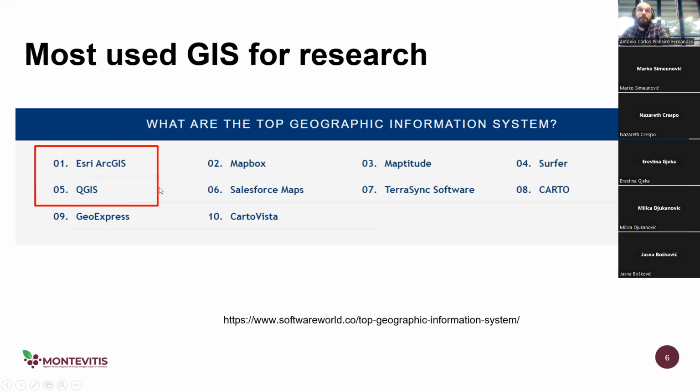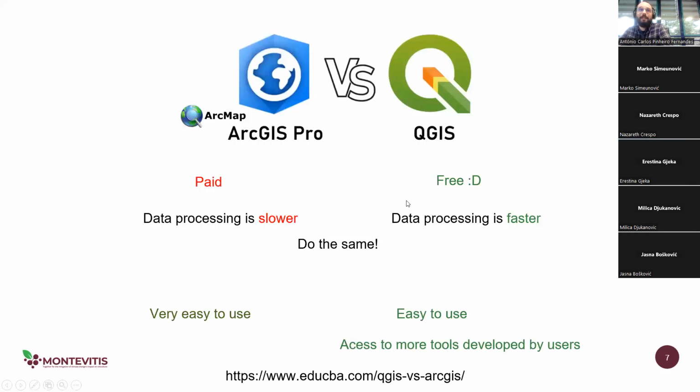From these, I have only used these two, so I can make a small comparison. I cannot tell you which one is better, because they have different advantages and disadvantages. The first advantage of QuantumGIS is that it's free, you don't need to pay to use it. The data processing is faster. In terms of tools, overall, they do the same. ArcGIS has an advantage in that it's easier to use than QuantumGIS.